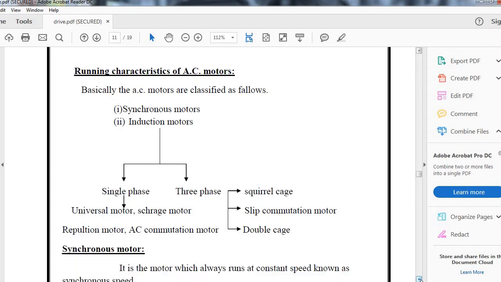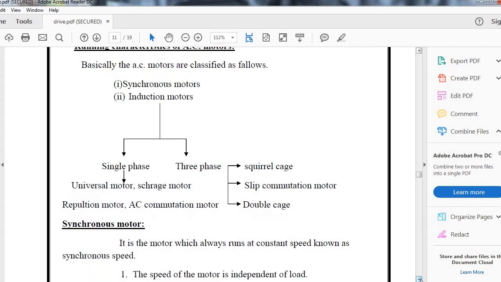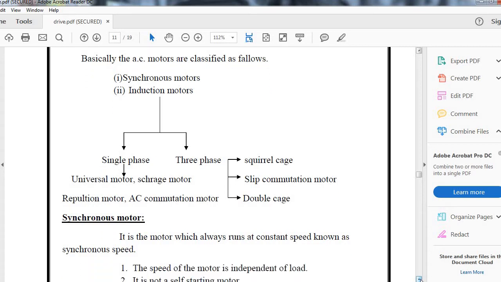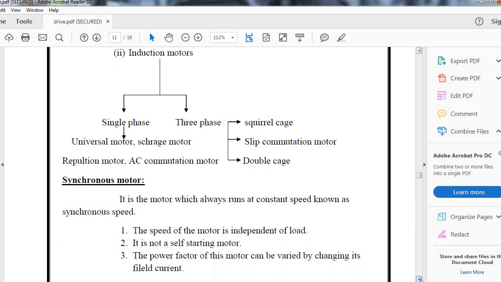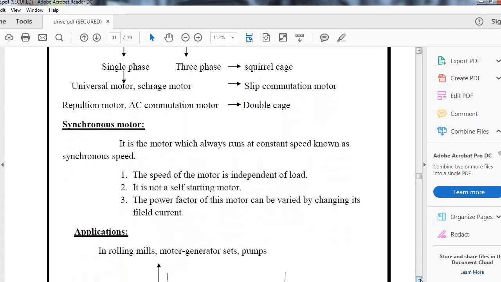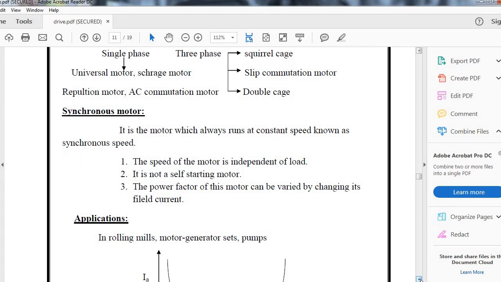Now a synchronous motor always runs at constant speed known as synchronous speed. Therefore speed is independent of the load and it is not a self-starting motor. The power factor of a synchronous motor can be varied by changing its field current. Applications of synchronous motors are in rolling mills, motor generator sets, and pumps.